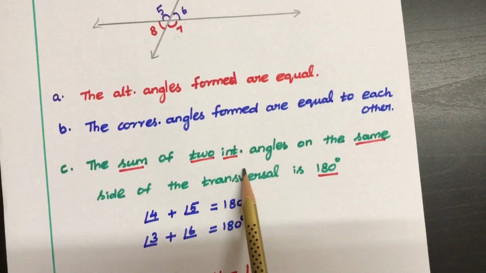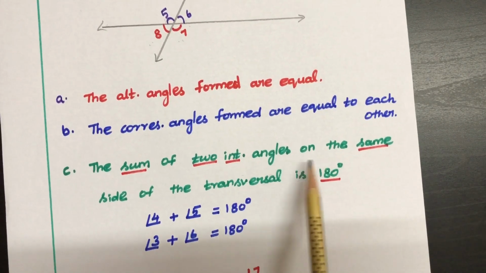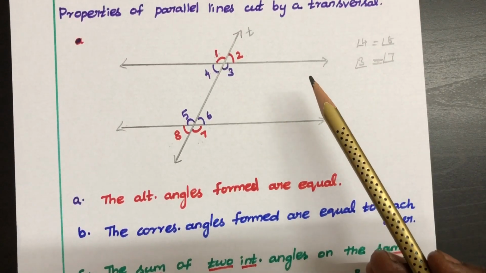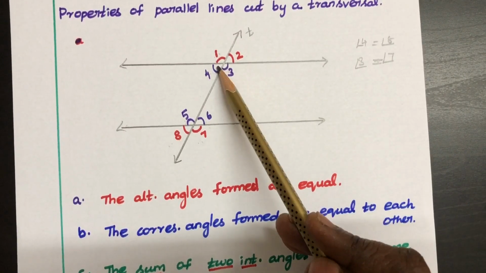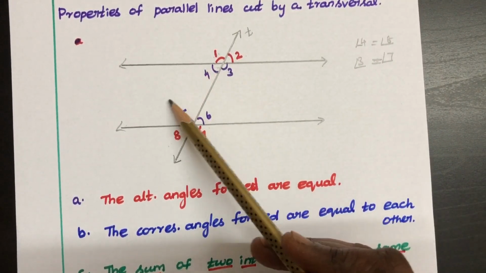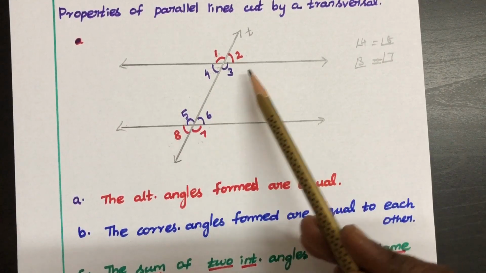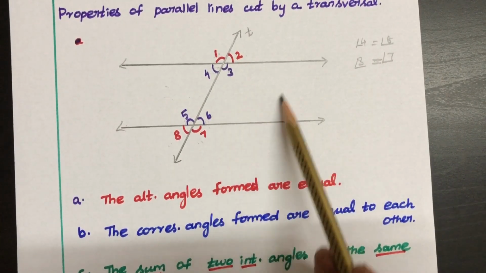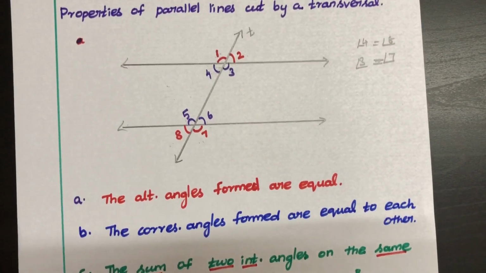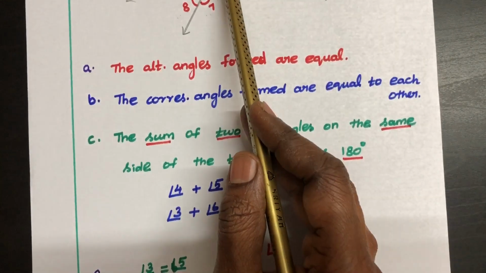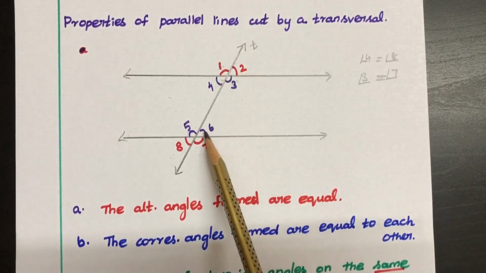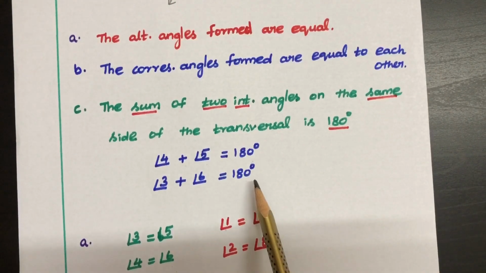Next, the sum of two interior angles on the same side of the transversal is 180 degrees. These are all two interior angles, right? Same side of the transversal means it belongs to only one side. This 4 and 5 belong to the left side, and 3 and 6 belong to the right side. So, if you add these two angles, it will always give you 180 degrees. See here. Angle 4 and angle 5 together give you 180 degrees. Similarly, angle 3 and angle 6, the addition of both gives you 180 degrees.